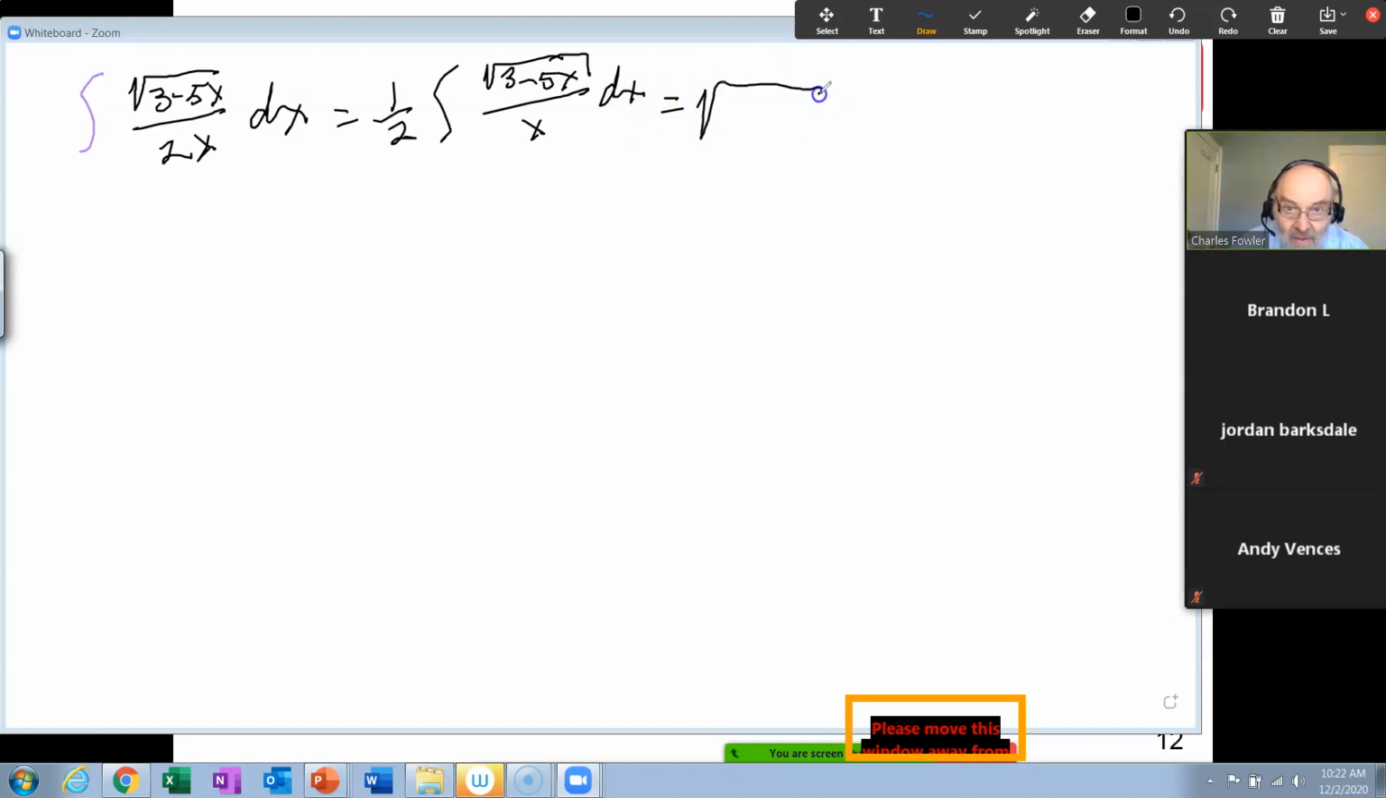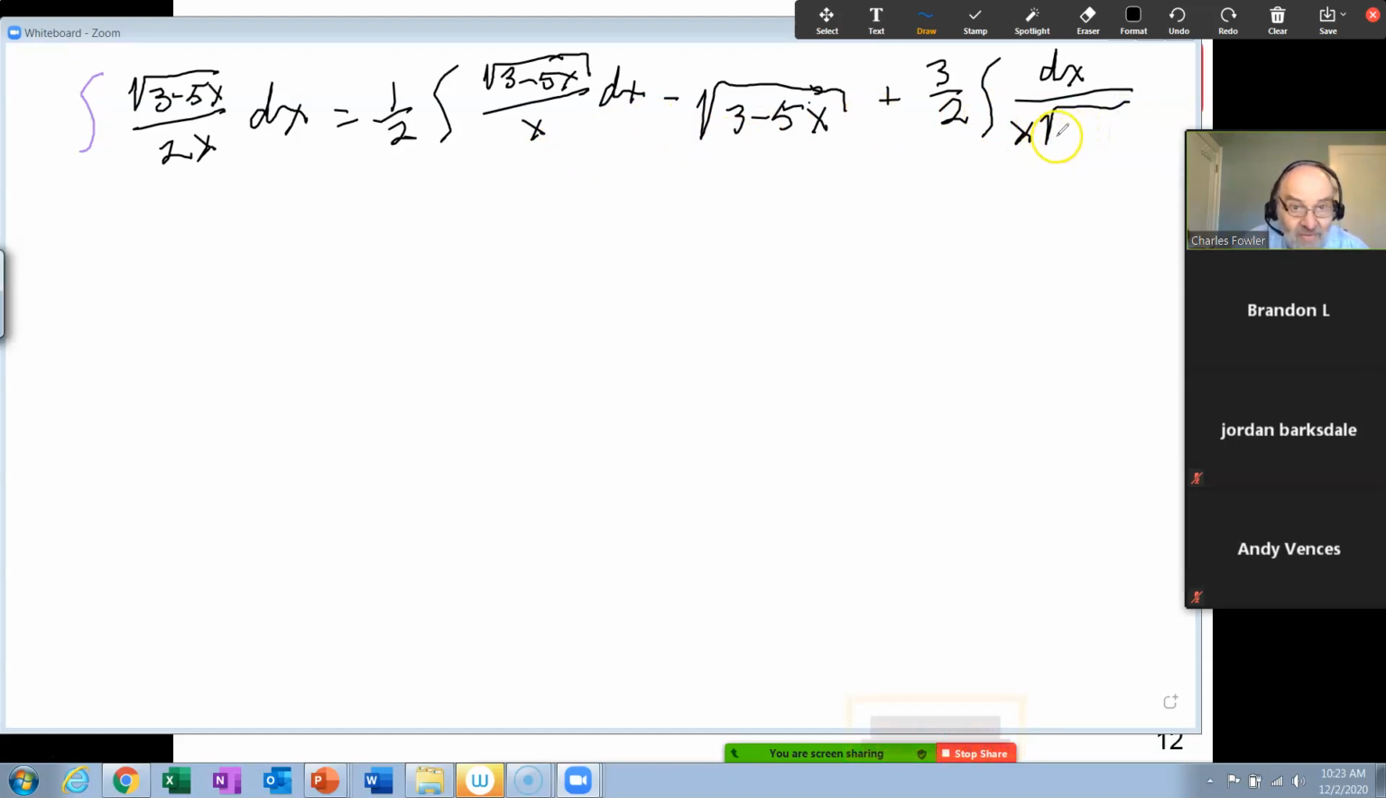The square root of 3 minus 5x. Okay, formula 19 gave us this, plus 3/2. The 1/2 came from here. The 3 probably came from there. I can't remember for sure. But then another integral, and this integral was dx over x, that same x that was down here, and this time we moved this downstairs to 3 minus 5x. Now that's what formula 19 had done for us.